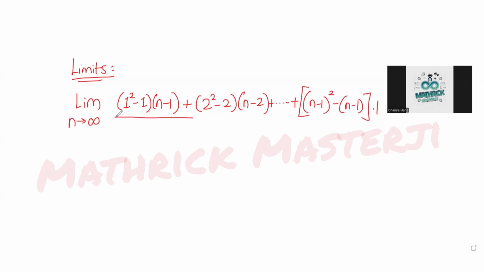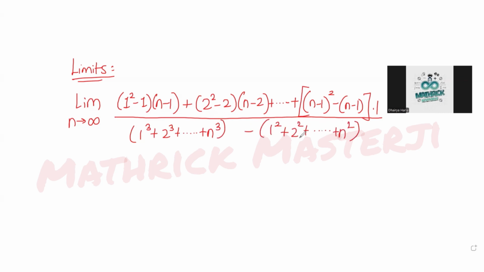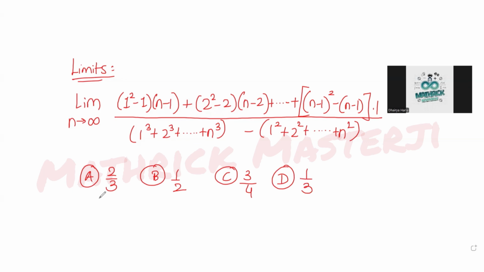And that whole thing is divided by 1 cube plus 2 cube plus, doing it till n cube, minus 1 square plus 2 square plus, doing it till n square. So we have to figure out the entire value of this. The answer choices given are 2 over 3, 1 over 2, 3 over 4, and the last answer choice is 1 over 3. We need to figure out which one of the answer choices is the correct answer for the question.